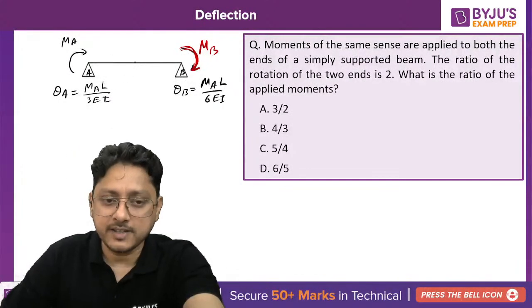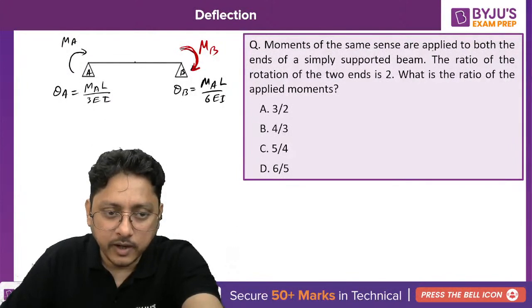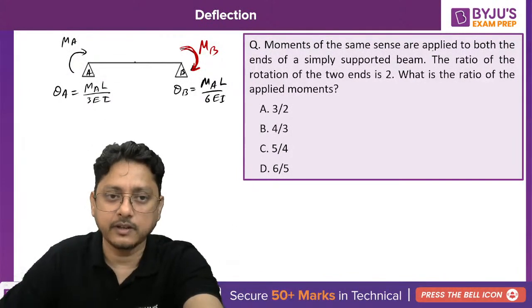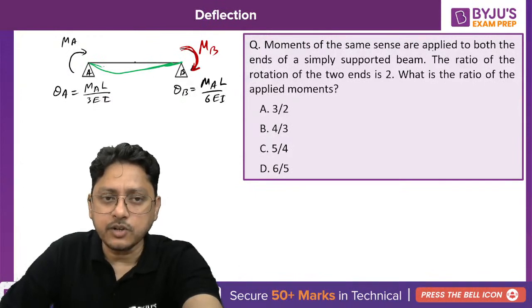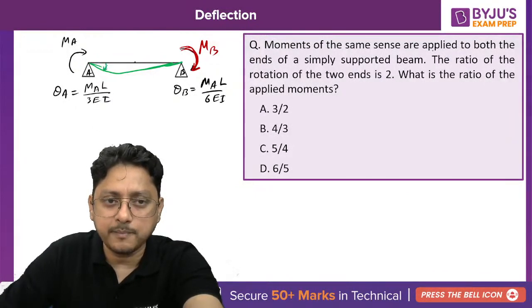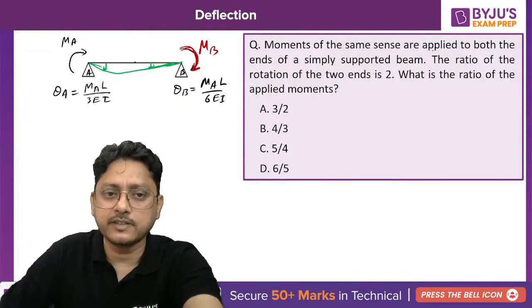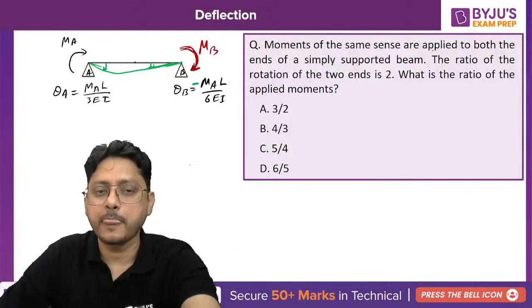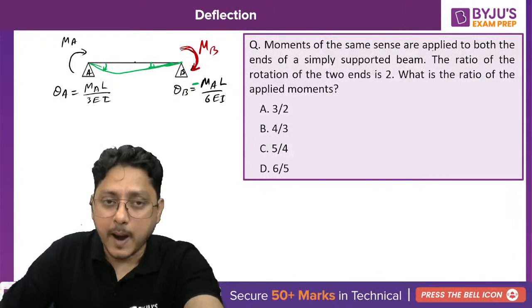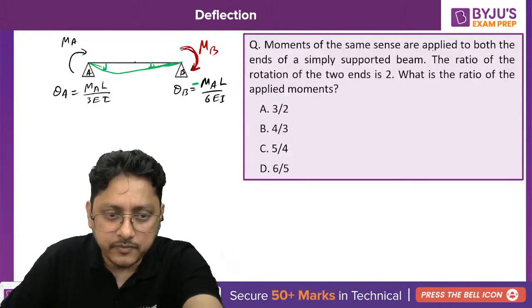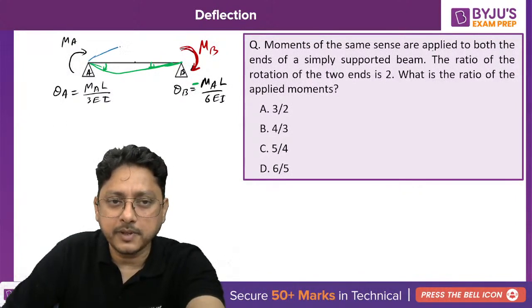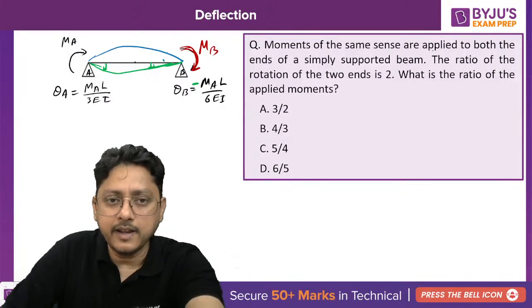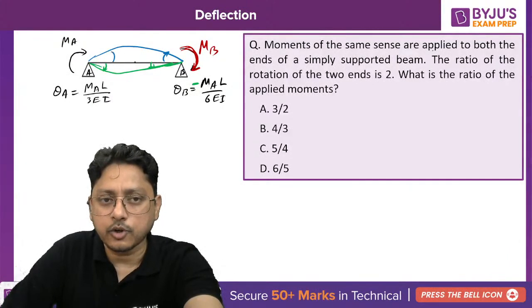One more thing you should understand. If you apply the moment at A, what kind of deflected shape will your beam have? Due to the moment at A, the deflected shape of the beam will be like this. The rotation may be clockwise or anticlockwise, so you can consider one as plus and the other as minus. Did you get that? Now due to the application of MB, the deflected shape of the beam will be something like this, and here the rotation is opposite to that, and here also the rotation is opposite.